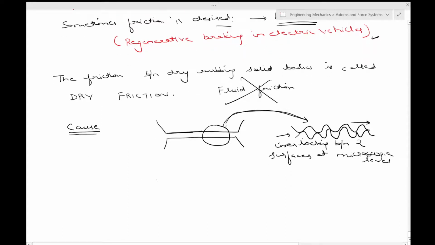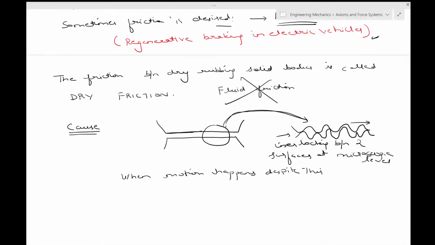So when motion happens despite this, perhaps you apply a large amount of force, then what will happen? Some of these surfaces will actually wear off. Okay, so these troughs and peaks which you see will become somewhat worn off like this. So there will be wearing of rough surfaces.